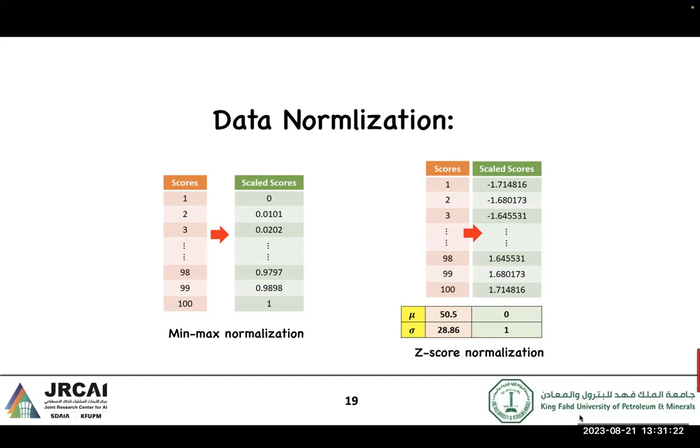So as you can see, you have two types. The first one is just converting the whole data to be in the range of 0 and 1. It's just the division by the interval here. And the second one is based on the mean and the variance of the data.